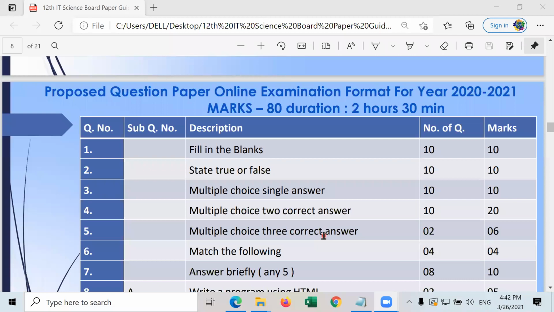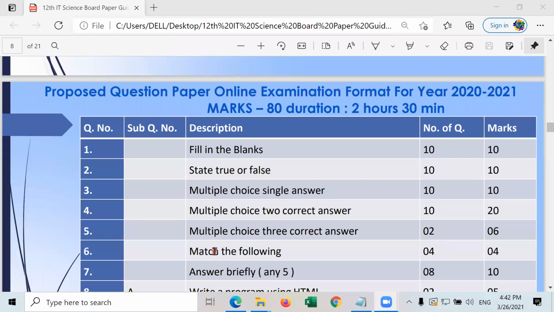So question number 5 will have 2 questions in it. Each question will carry 3 marks. 2 threes are 6. So question number 5 is of 6 marks. Then moving to question number 6. Question number 6 is match the following.